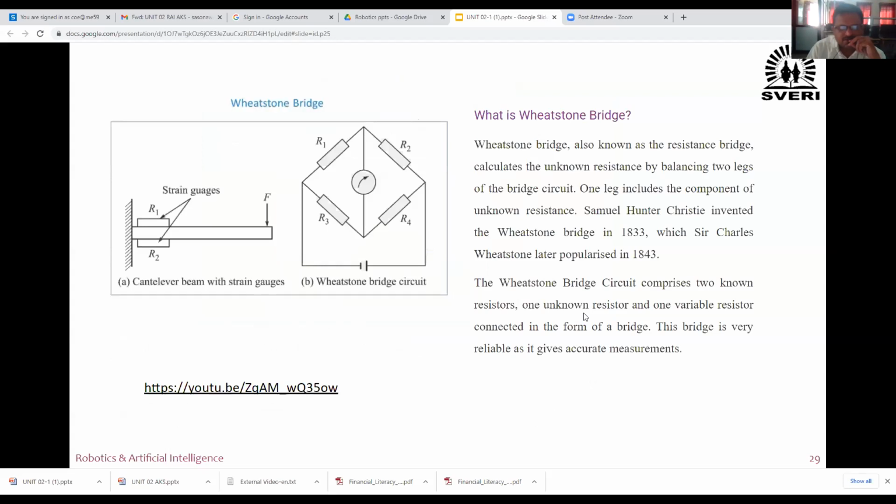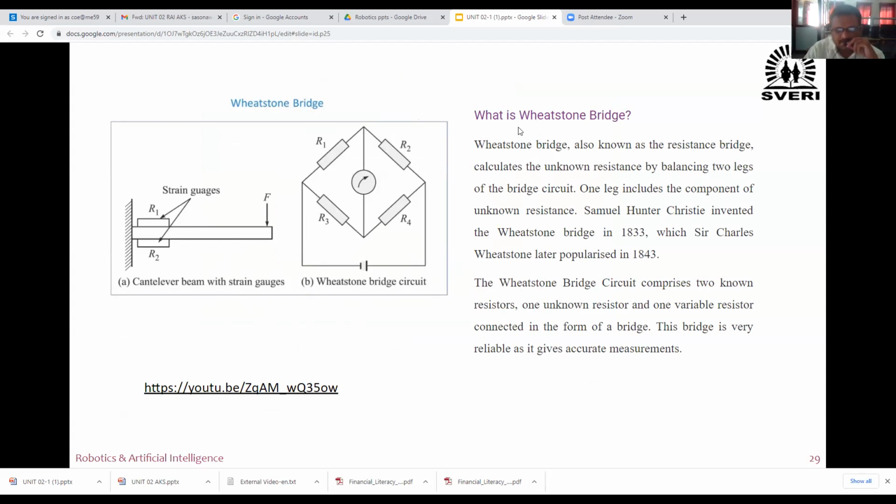Now these strain gauges are mainly used in Wheatstone Bridge. Therefore, we will see the construction and working of Wheatstone Bridge. Then I will explain how Wheatstone Bridge is used to measure the force in case of cantilever beam when we will apply strain gauges on the cantilever beam. Therefore, this is the cantilever beam with strain gauges. This is a Wheatstone Bridge circuit.